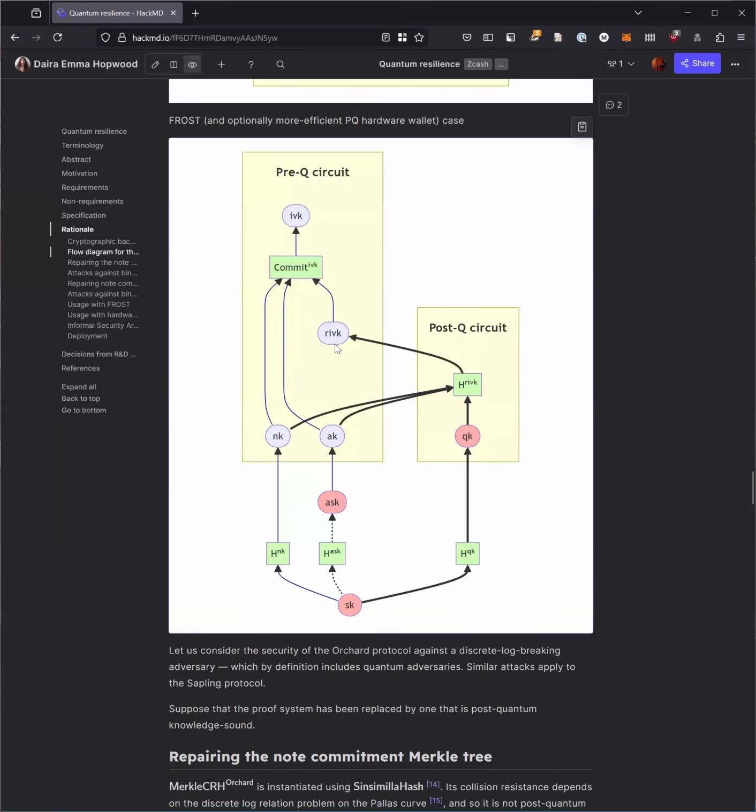So if you just derive NK and RIVK randomly and just make it known that all of the Frost participants know what the NK and RIVK is, and then they have AK as the group key, then that Frost group can never have quantum recoverability, because you've got nothing to fall back on.